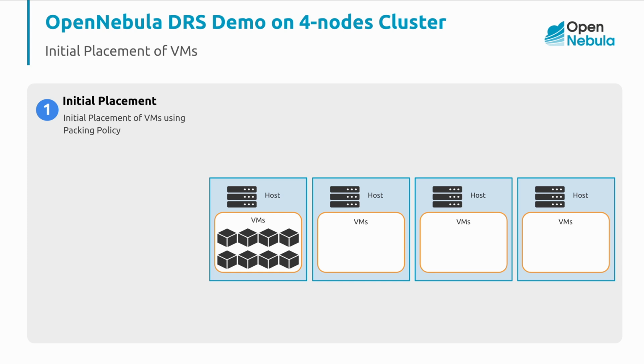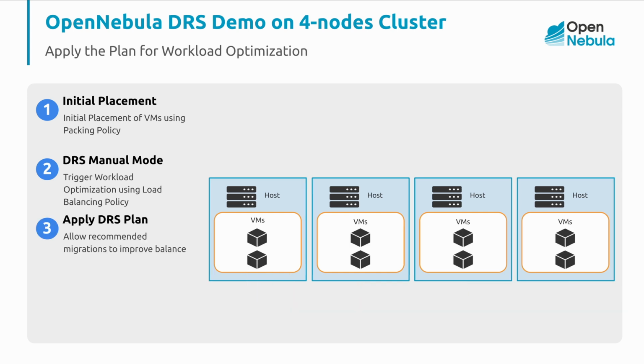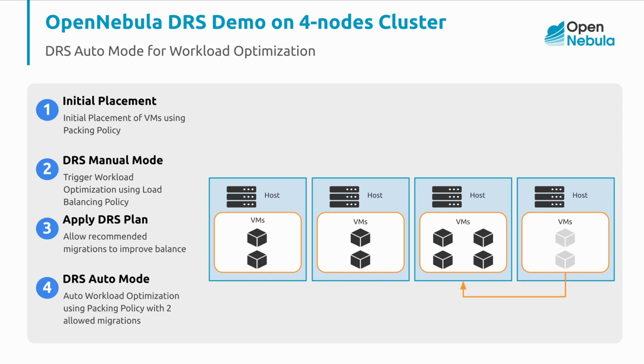The virtual machines are deployed using the packing policy. When deploying using the packing policy, OpenNebula is going to minimize the number of hosts in use by placing virtual machines closer to each other. Then DRS is going to trigger the workload optimization using the balance policy. Manually execute the plan to spread the virtual machines across the available hosts. Trigger the auto execution of a plan to migrate two workloads.